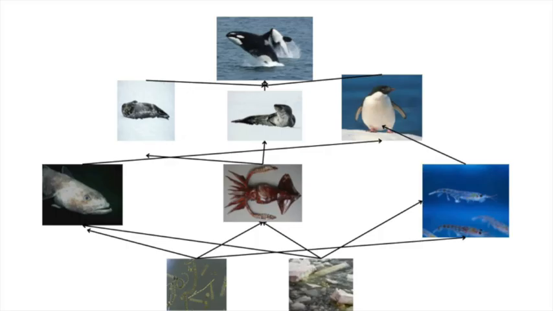Here's an example of a food web of the Antarctic region. As you can see, it is quite beautiful how the food web forms an interlocked web of life.